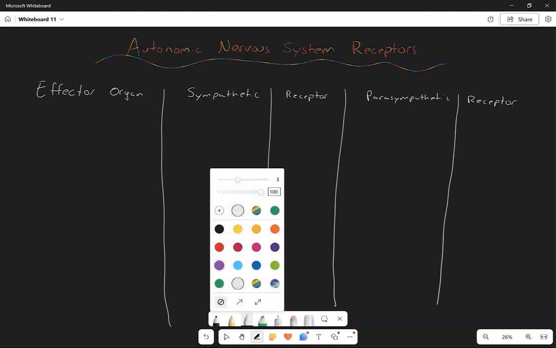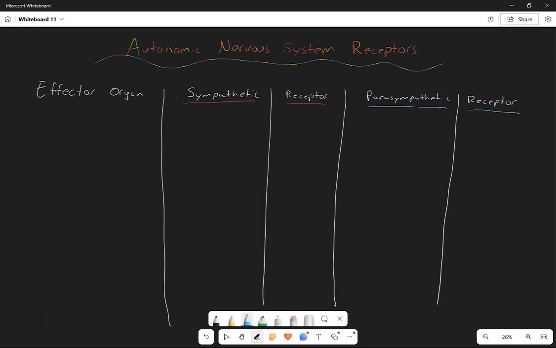I'm going to use different colors: red for sympathetic, and blue for parasympathetic. The parasympathetic division is very easy for a receptor. It's going to be a muscarinic cholinergic receptor, all the way down for all of them, okay?